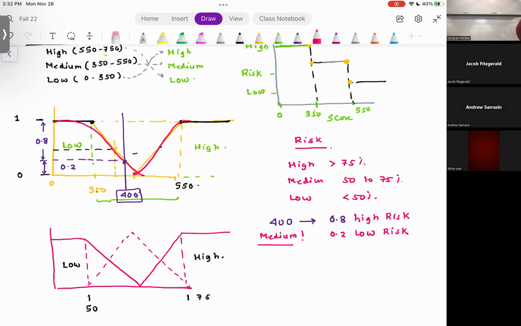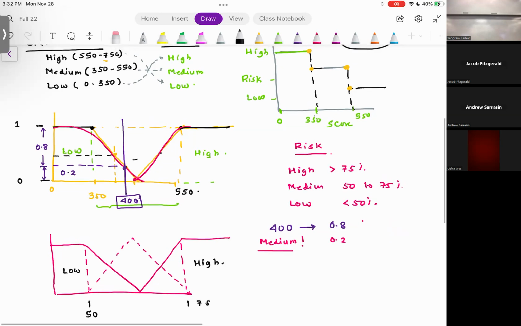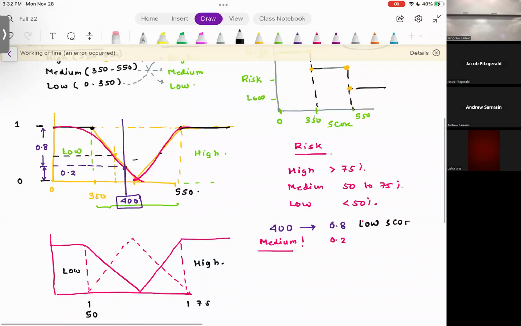Now I'm going to take this information, 0.8 and 0.2, and come up with some type of logic. For example, a simple logic is, sorry, it's 0.8 low score and 0.2 high score, because we are dealing with score. So please understand, a credit score of 400 is encoded as 0.8 low and 0.2 high. Everyone understood this?